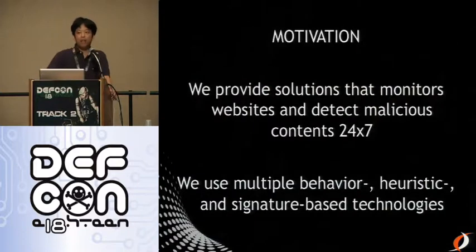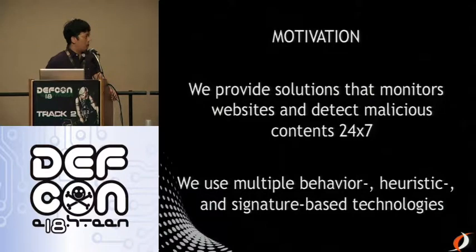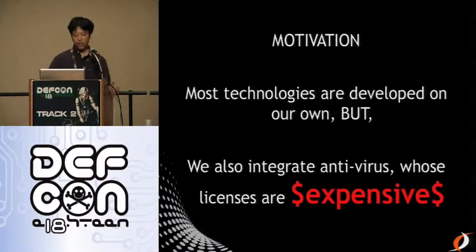Okay, the motivation behind building this. Armorize provides solutions that monitor websites and detect malicious contents 24/7. We use multiple behavior, heuristic, and signature-based technologies. Most technologies are developed on our own, but we also integrate antivirus because behavior-based technologies that we use are very, very costly. And when you have to scan millions and millions of URLs a day, you end up paying hosting companies a whole bunch of money.